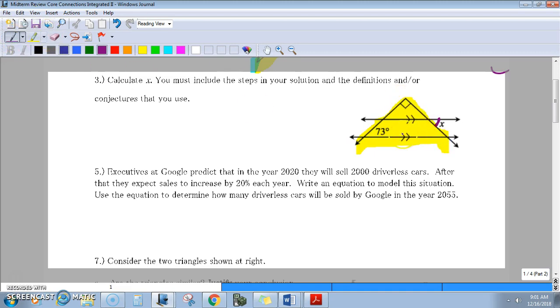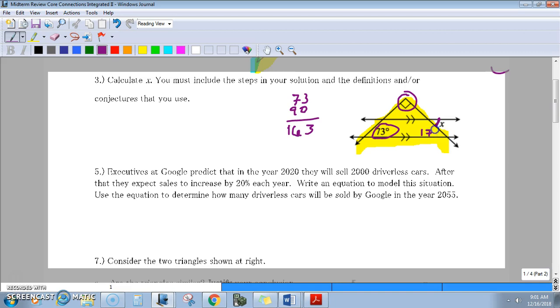So the first step that I'm going to do, if we have 90 and 73, what's left over to make 180? I'm having a hard time doing it in my head. I'm going to write it out. 163, so 173 is 10, so 17 degrees.